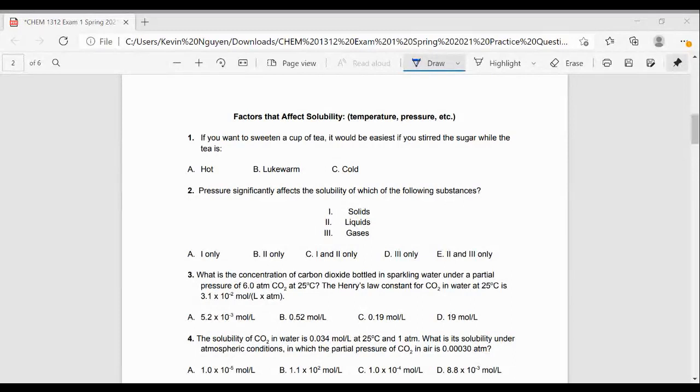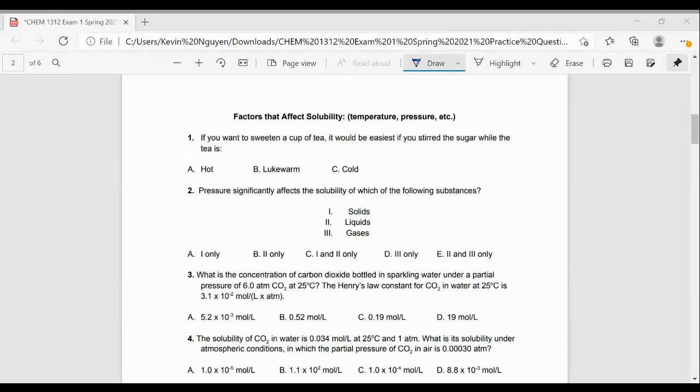Okay, so looking at factors that affect solubility, which are going to be like temperature or pressure, let's look at question 1. If you want to sweeten a cup of tea, it would be easiest to stir the sugar while the tea is either hot, lukewarm, or cold. So this is like a real life application of the stuff that we're learning now.